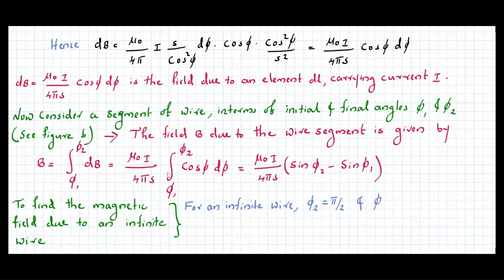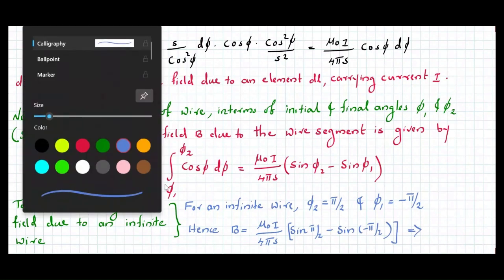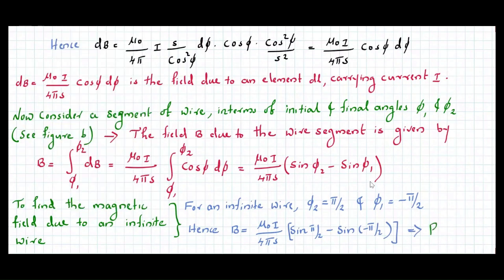Hence, the magnetic field due to an infinite wire is given by B equal to mu 0 I by 4 pi s times sin pi by 2 minus sin of minus pi by 2. And if you solve this, you will see B is equal to mu 0 I by 2 pi s, that is the magnetic field due to an infinite wire carrying a steady current I.